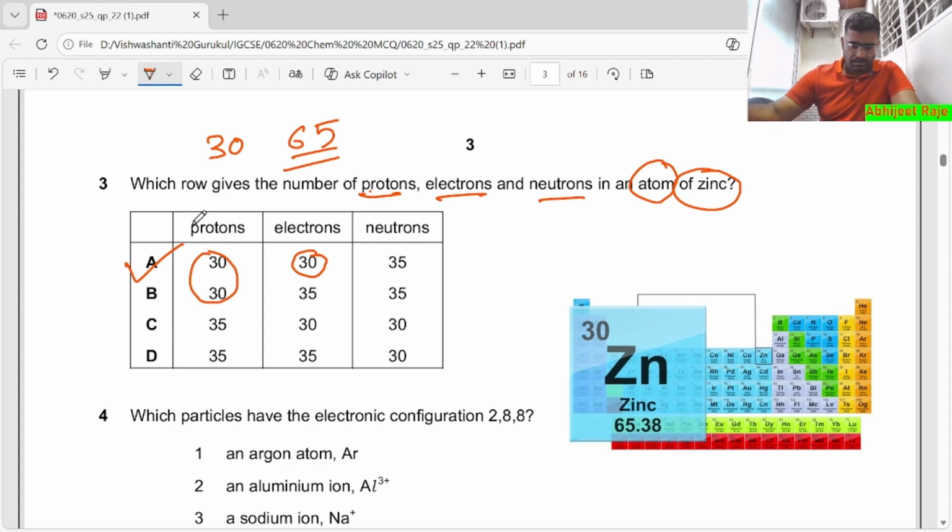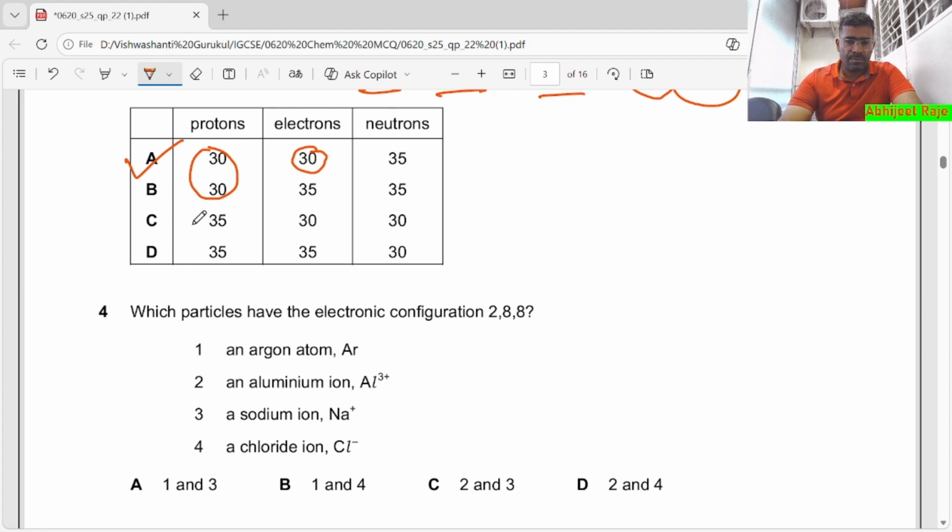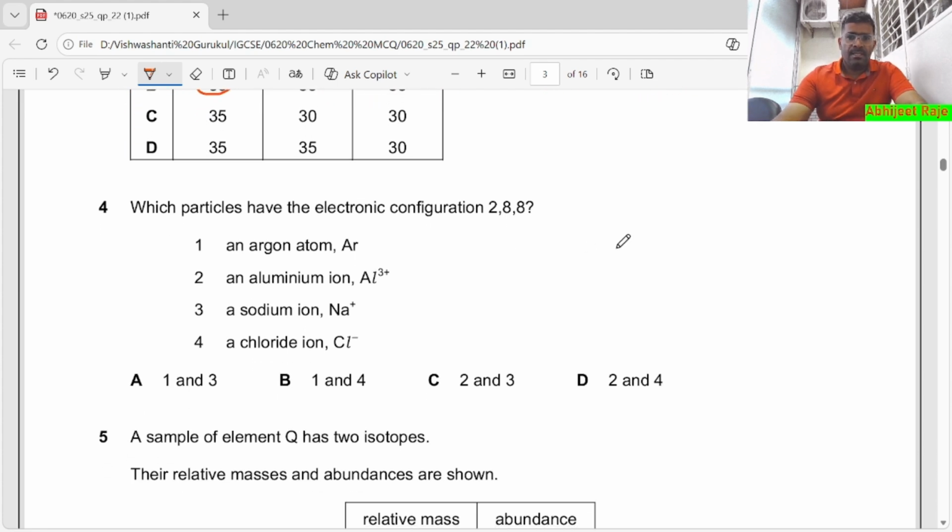Now, let's move to question number 4. Which particle has the electronic configuration 2,8,8? Now, if you see this 2,8,8: 2 plus 8 is 10, 10 plus 8 is 18. 18 is the noble gas argon, right? So an argon atom, option A, is correct. So where you can see A, A, so option C is gone, D is gone.